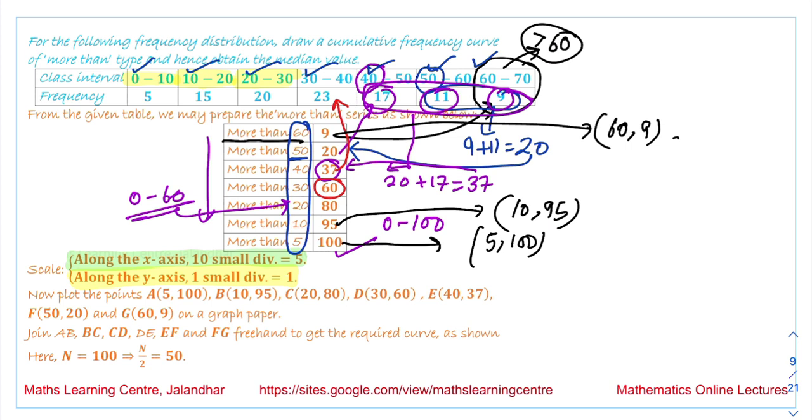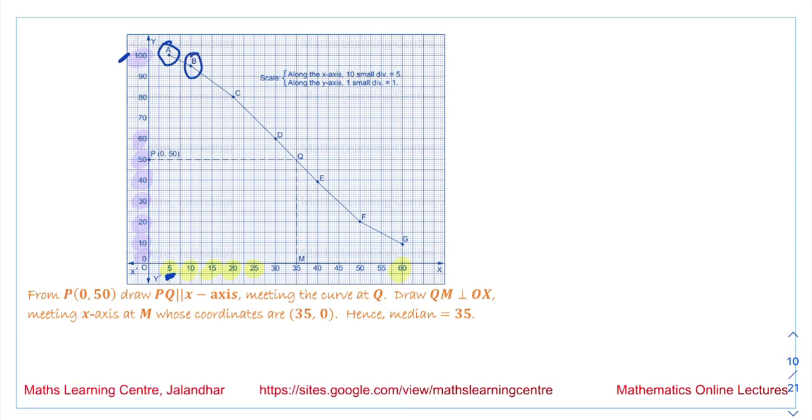Now corresponding to all these points, the first point we have to mark is 5, 100. So on the x-axis it is 5, on the y-axis it is 100. So this is the point A we have marked. Next we mark the point corresponding to 10, it is B, then C, then D, then E, then F, and then G. We have marked all these points. Then the next step is to join A and B.